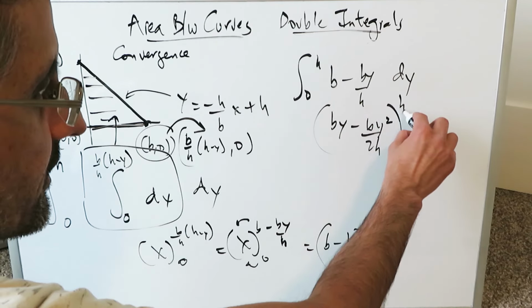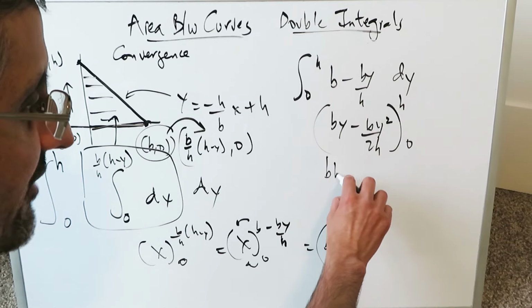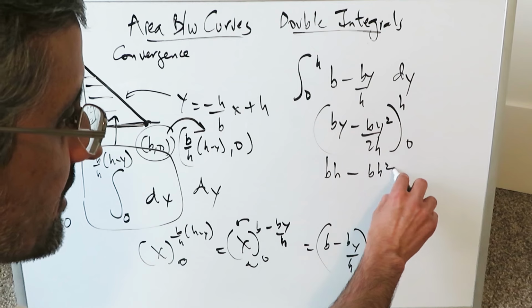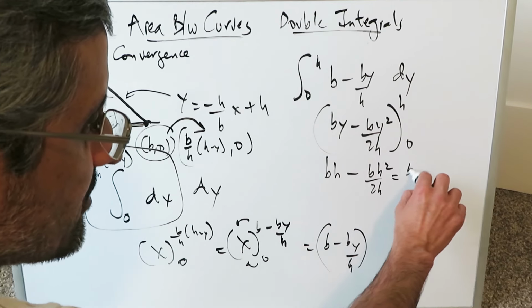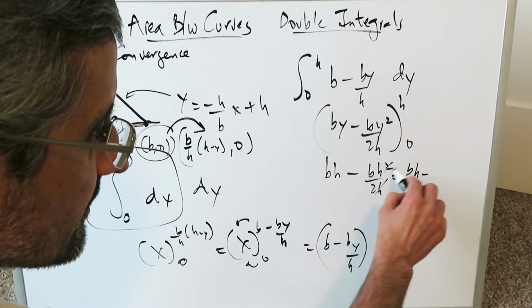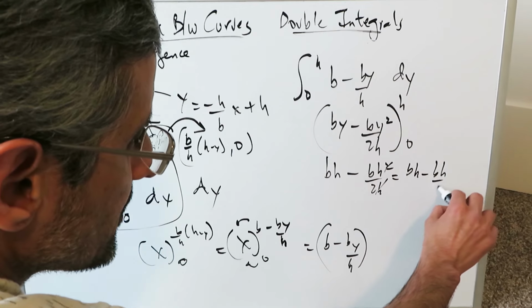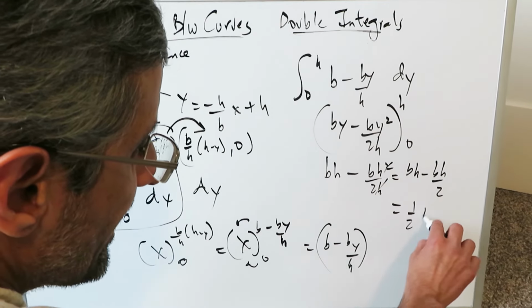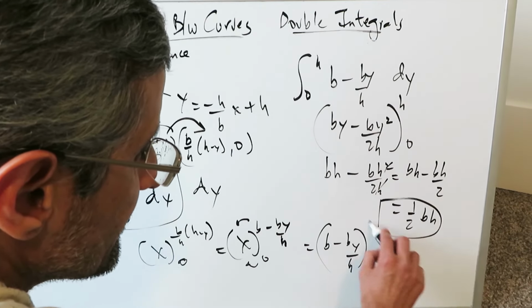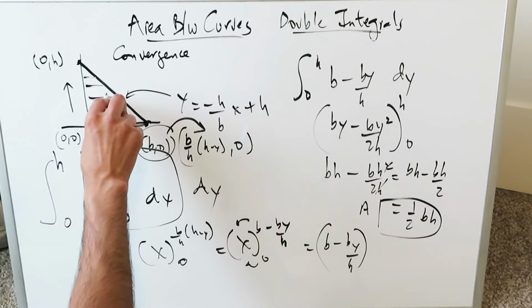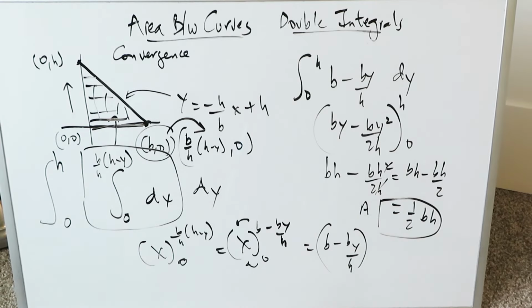Simple polynomial integral, h to 0. You will have bh minus bh square over 2h, which is bh minus, this cancels out with this, bh over 2, and you simplify that, you'll have a half base times height, which is the area of this. A triangle has the formula half base and height, and I've shown you this by means of the double integral approach.